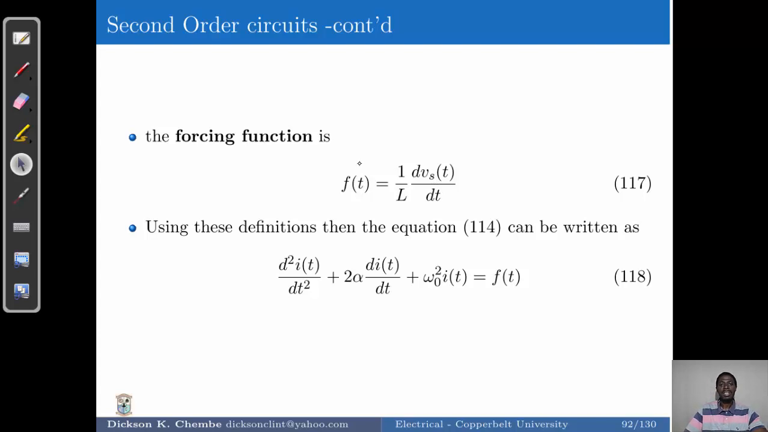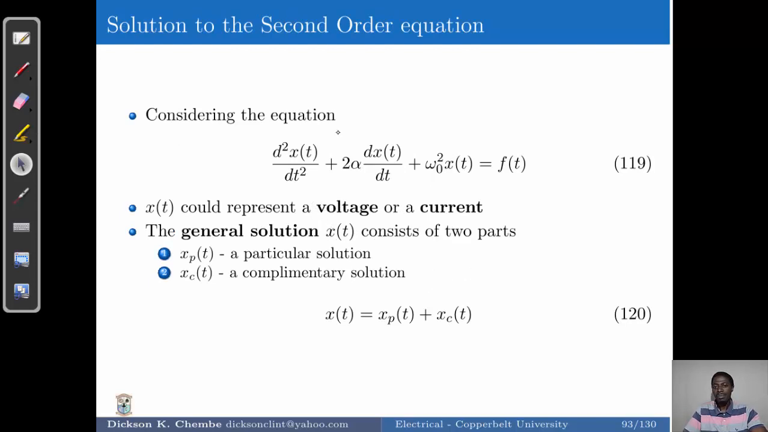Using these definitions, we're able to simplify our equation to appear in this format, where we replace the coefficient with 2 alpha, and then here we replace with omega naught squared, times x(t), equal to the forcing function f(t). Now we have to define this equation accordingly and understand how we obtain the solution.